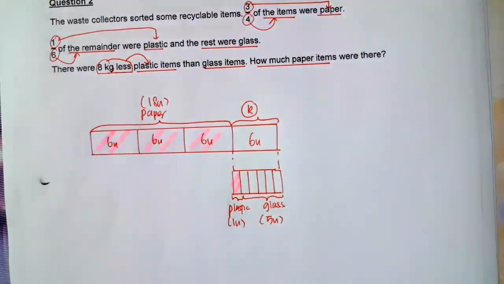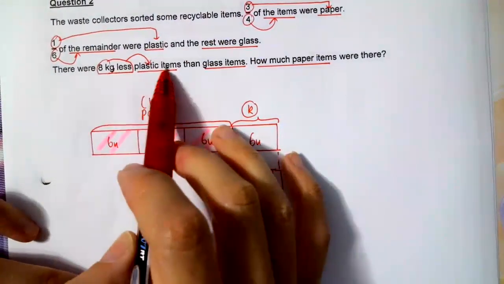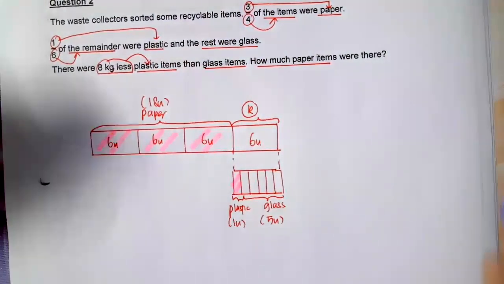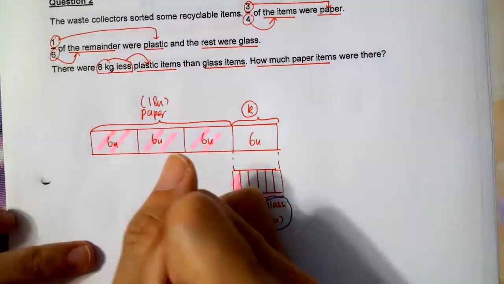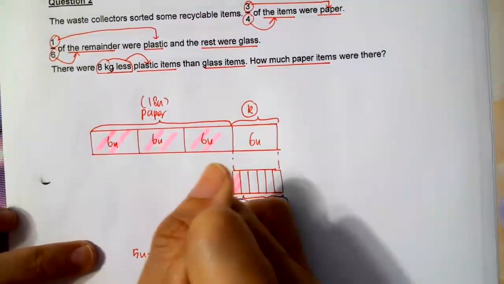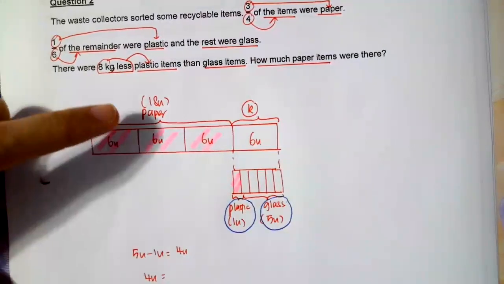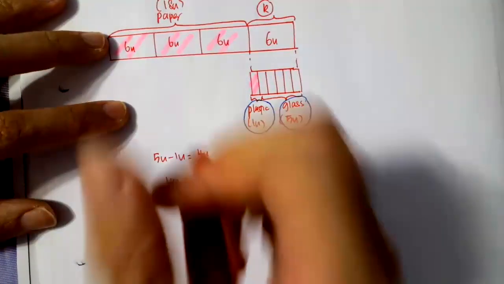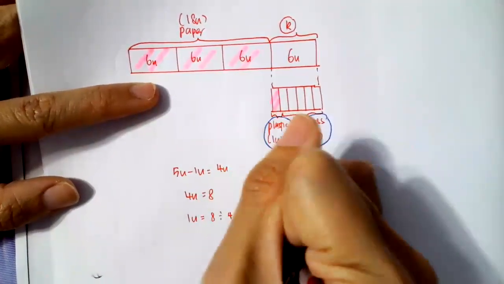Okay, now next line. There were 8 kg less plastic items than glass items. I'm comparing between plastic and glass. Don't compare the wrong thing, plastic and glass, so that it's 5 units minus 1 unit, that's a difference of 4 units. So my 4 units actually represent the 8 kg difference. Okay, so 1 unit will be 8 divided by 4, which is 2 kg.